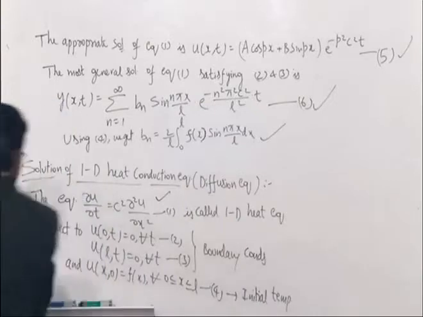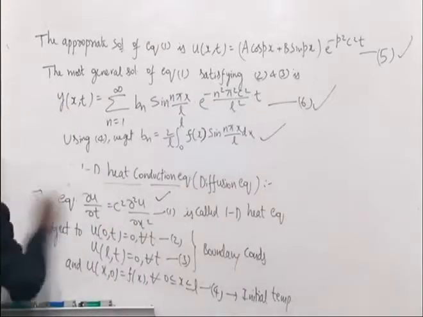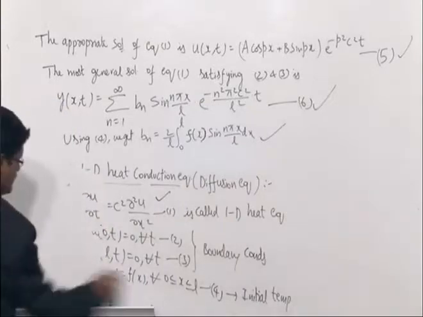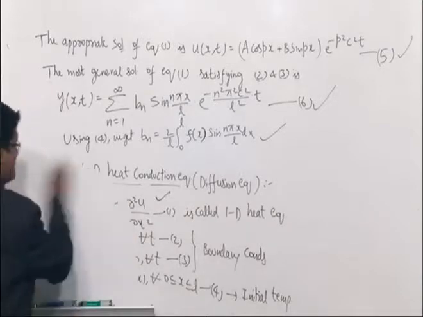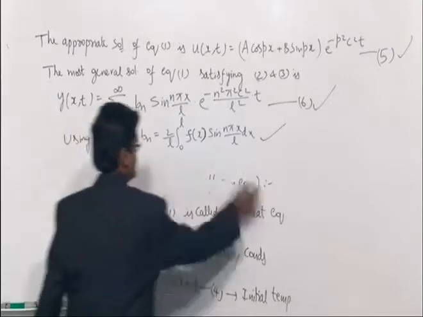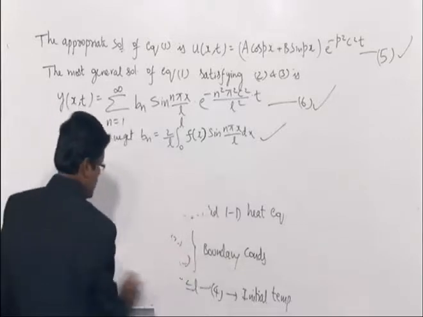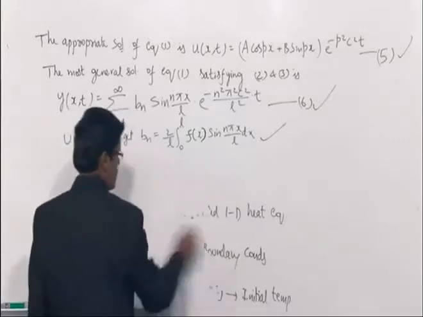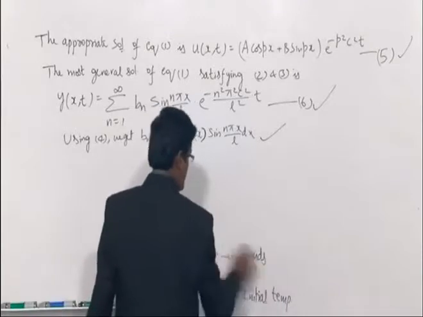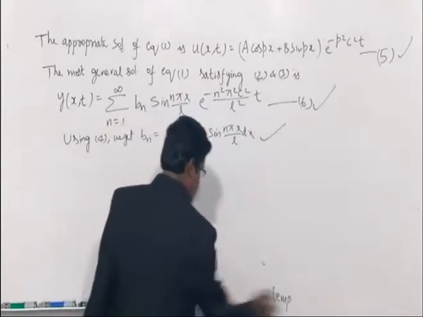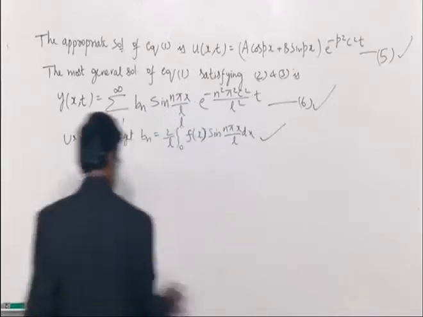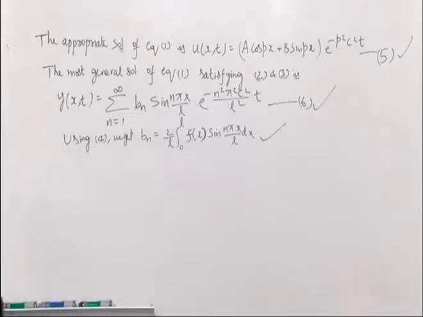The next one is, depending on the options, what you remember in each case: the general solution, the most general solution, then Cn and Dn in the previous topic, here the Bn value.